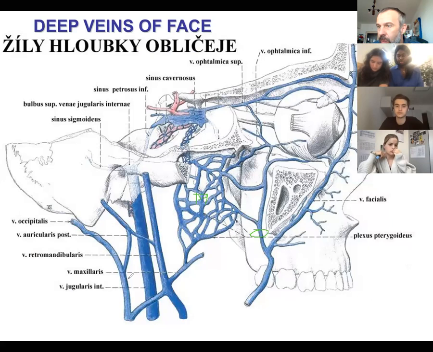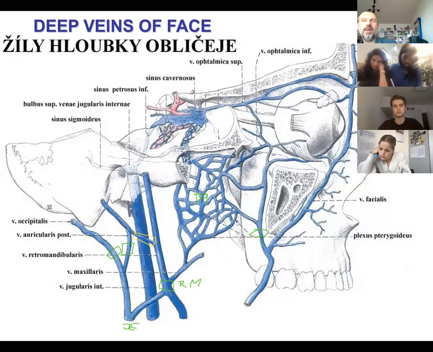And what else can we see here? Very short retromandibular, yeah, very short retromandibular. And here the occipital vein and posterior auricular vein, they join and form the external jugular. So there is no connection to the vertebral vein. And you can see that the posterior auricular here is divided into two branches. So this is again a situation with a different pattern.